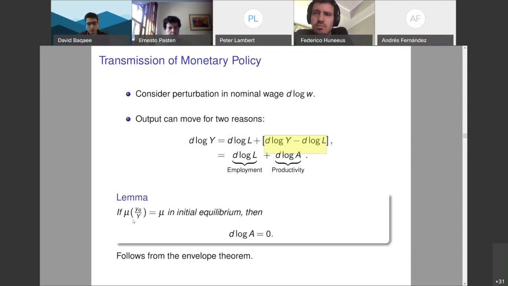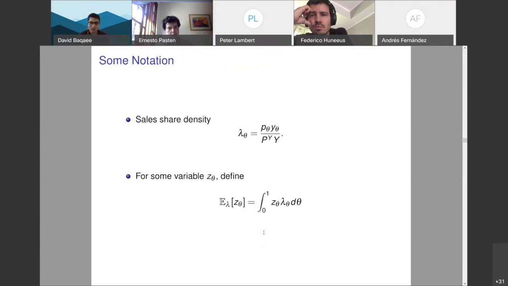Now, the first thing we want to notice is if the markups are all the same in the initial equilibrium, then productivity is not going to change to a first order. Okay, and so this comes back now to Ernesto's point, which is in the traditional Baqaee model, if you log linearize around the zero inflation steady state, where everybody wants to charge the same markups, you're not going to see anything. Okay. So now in a second, we're going to see what happens if you log linearize away from the zero inflation steady state. Are you necessarily going to find something or not in the traditional model? And I'm going to get to that soon. But to think about how productivity is going to respond in general, we need to define the sales distribution.